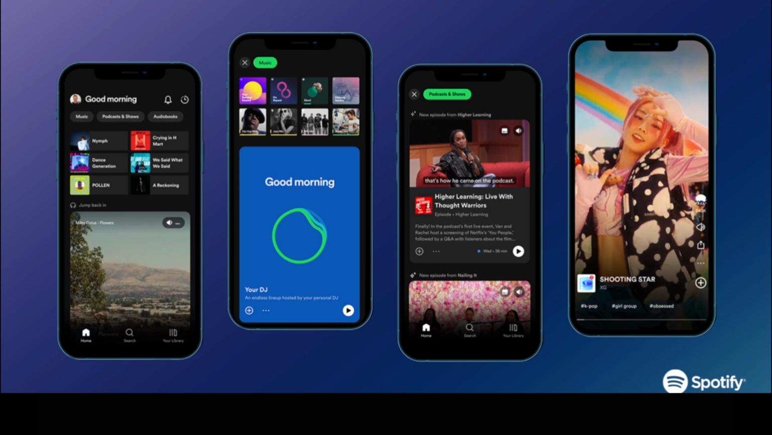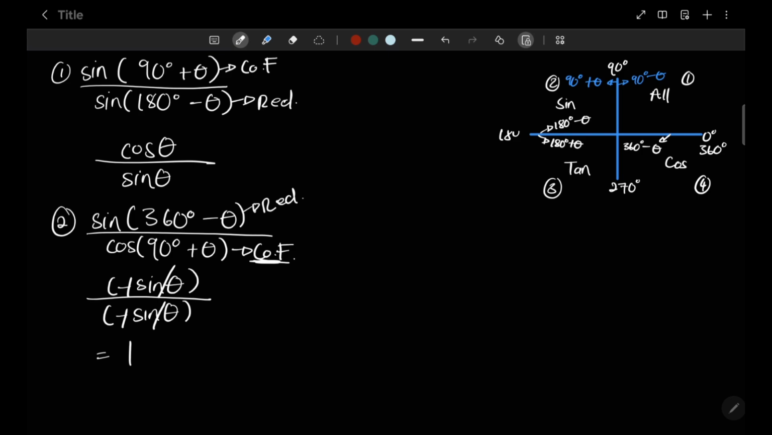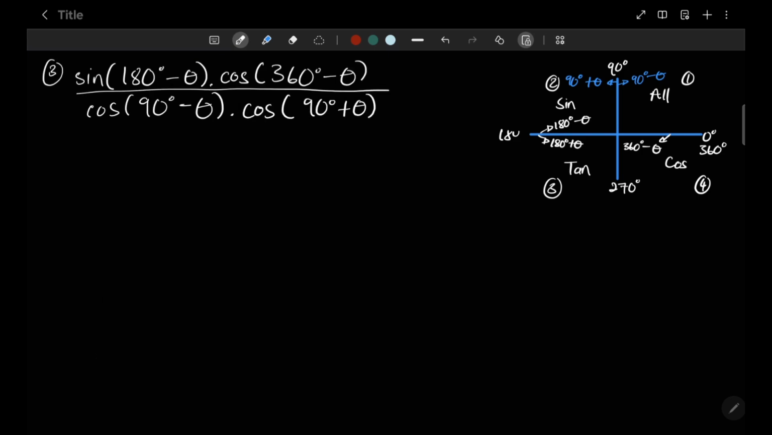Link in the description. Now let's do the third example. We have sine 180 degrees minus theta multiplied by cos 360 degrees minus theta, over cos 90 degrees minus theta times cos 90 degrees plus theta. What's the first step? You have to identify your trig technique, whether it's a cofunction or a reduction.